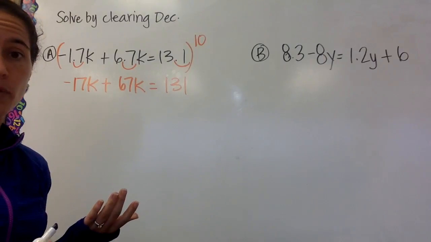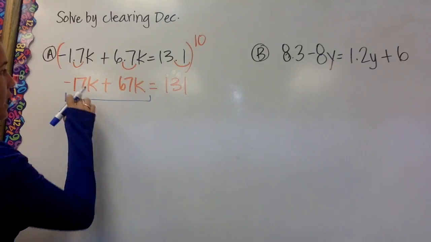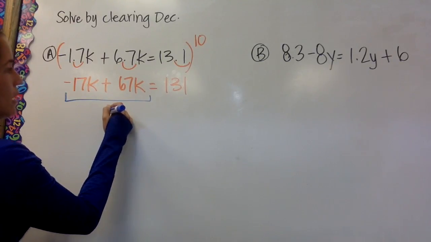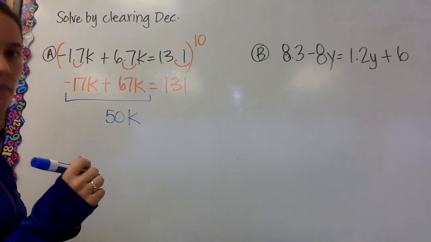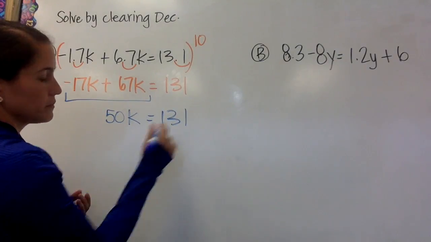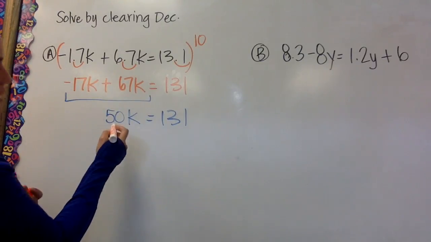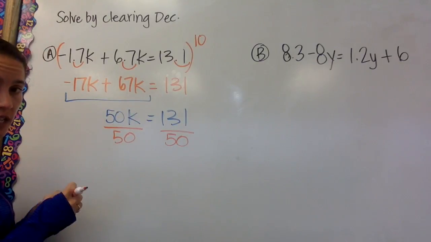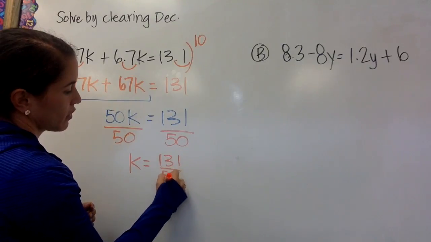Now I have whole numbers, I have integers, so I can combine like terms. Negative 17 and positive 67 is going to be 50k. And that's going to equal 131. That marker is dying. I need to divide both sides by 50. And then k is going to be 131 over 50.